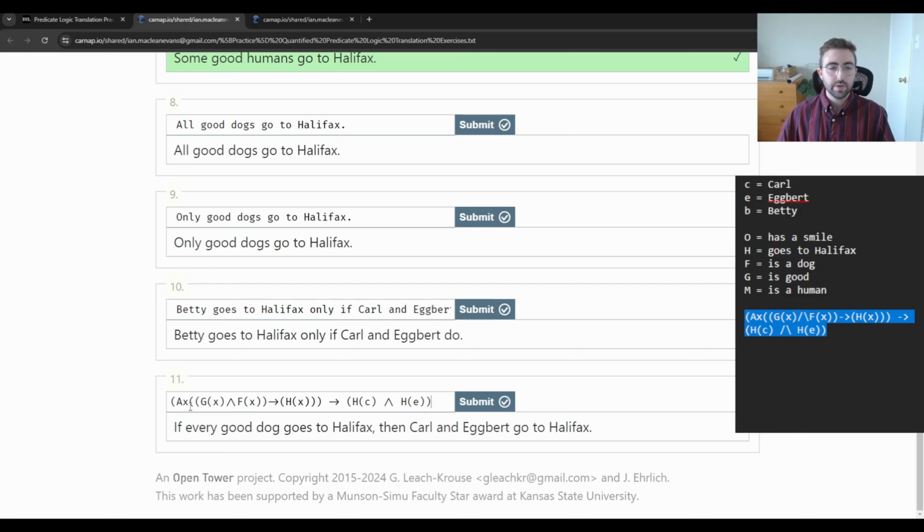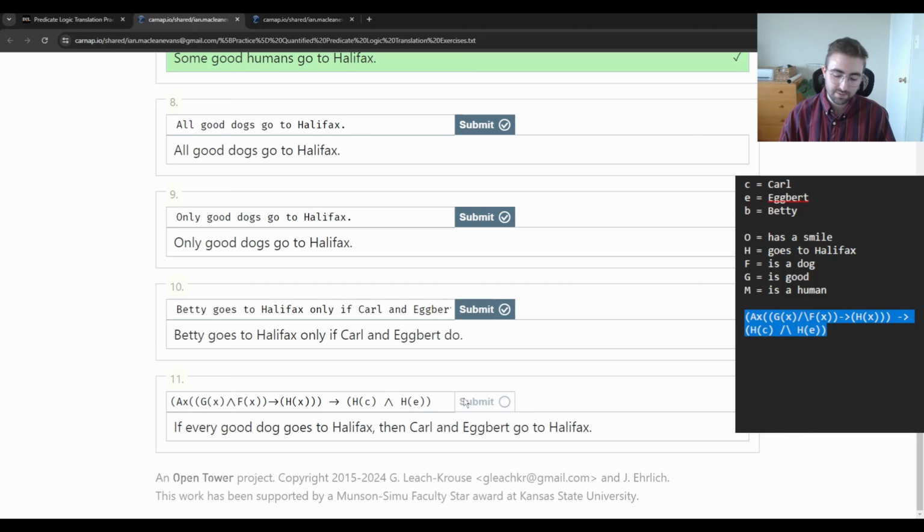So as you can see here, all of this is on the left of the if-then, right? So we have, for everything, if it's good and if it's a dog, it goes to Halifax. Then Carl and Egbert go to Halifax. Carl goes to Halifax and Egbert goes to Halifax.